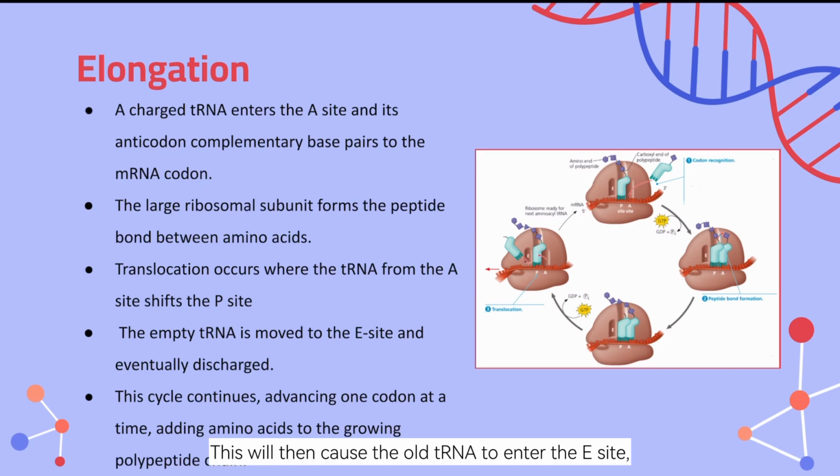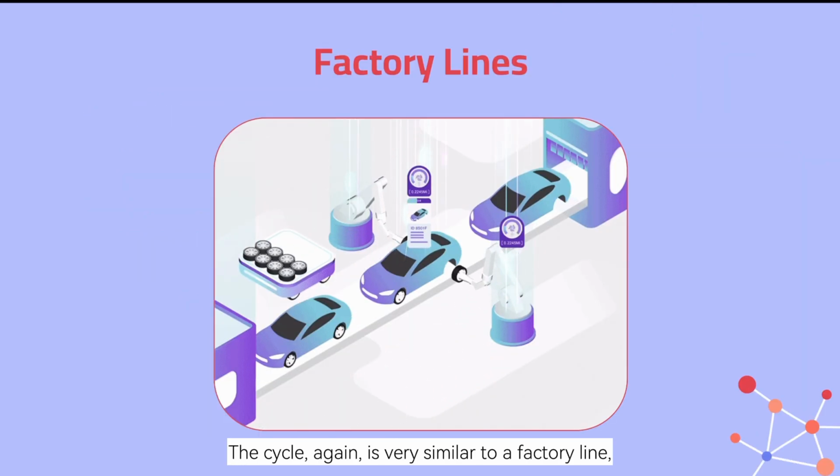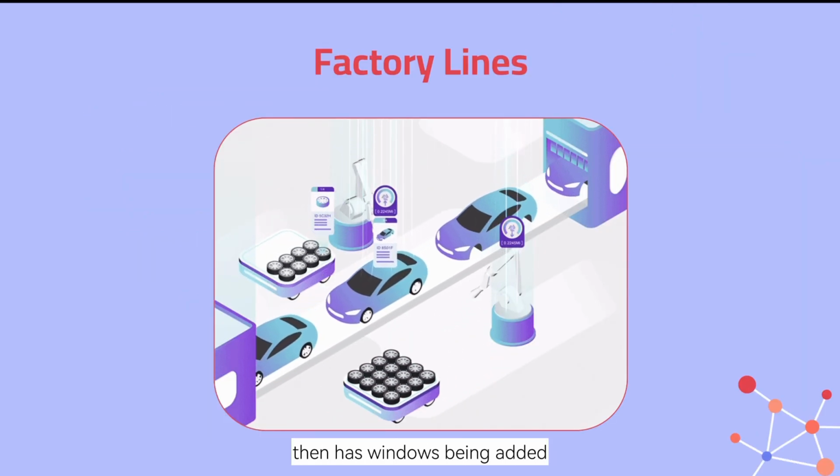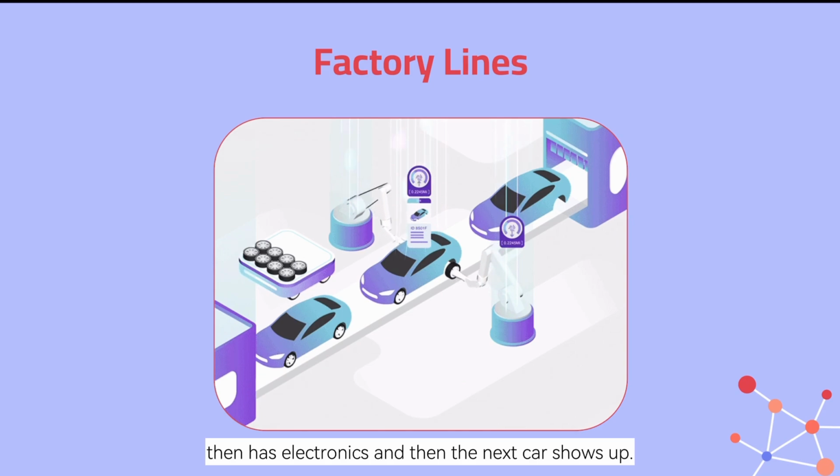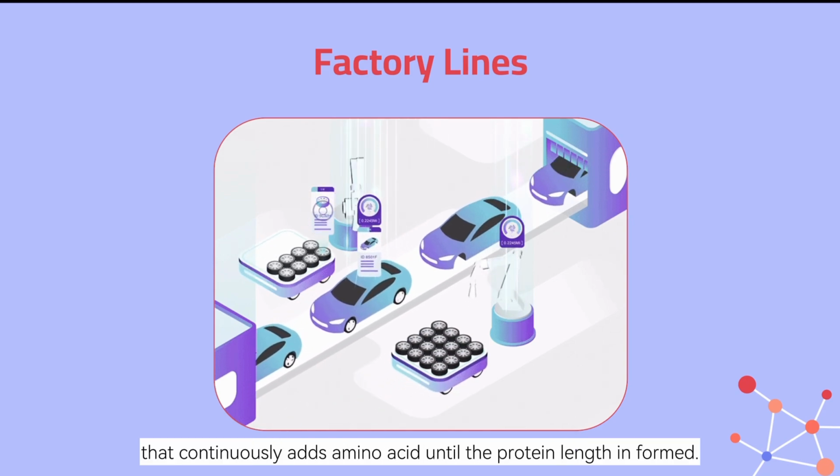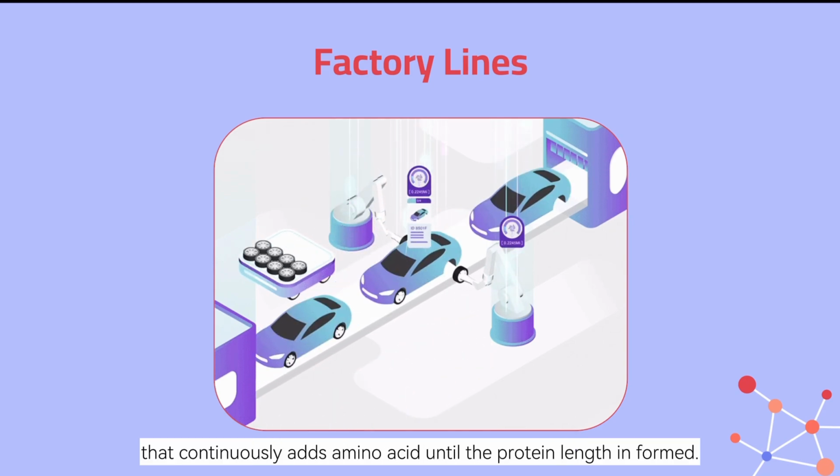This will then cause the old tRNA to enter the E site and be discharged as it's done its role, and the new tRNA will then move from the A site to the P site and will now be holding the new polypeptide, waiting for the next tRNA to repeat the cycle. This cycle is very similar to a factory line, where we have a car that has wheels being added, then windows, then electronics, and then the next car shows up. So it's a very similar process that continuously adds amino acids until the protein length is formed.